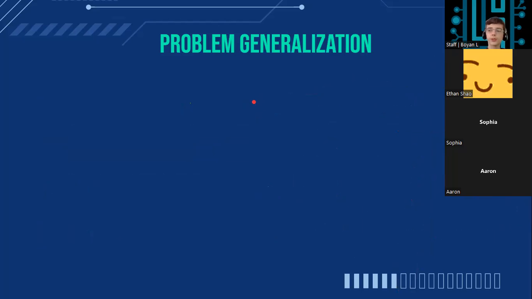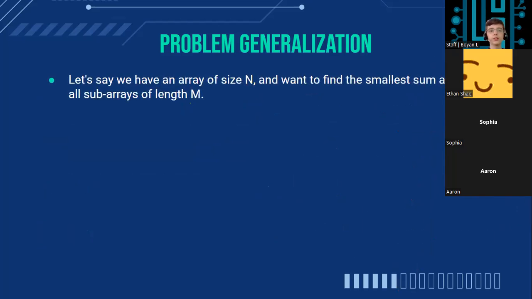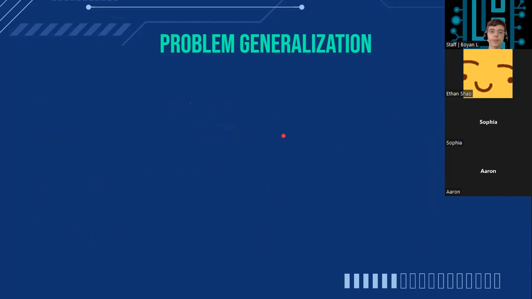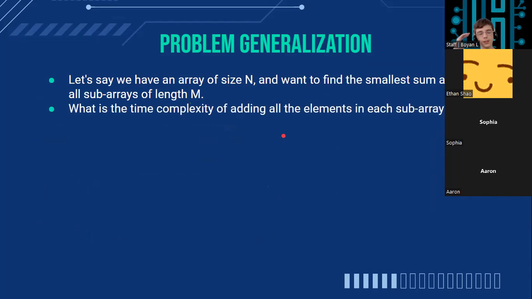In order to talk about that, let's just generalize this problem a tiny bit. Let's say we have an array of size n, and we want to find the smallest sum among all subarrays of length m. If we were to use method 1 over here, where we would use a for loop to add up all of the elements in each subarray every single time, what would be the time complexity of that algorithm?